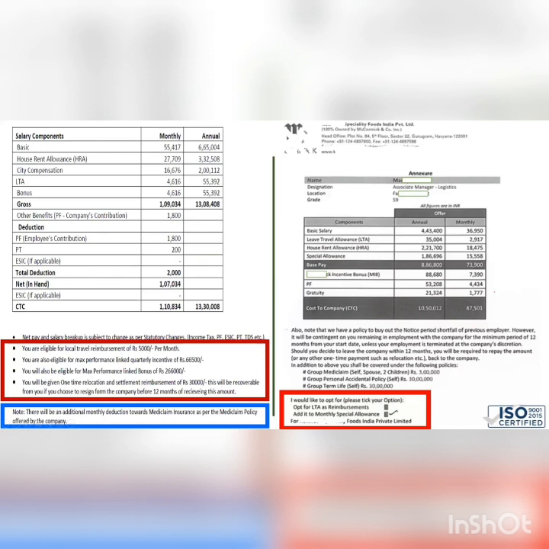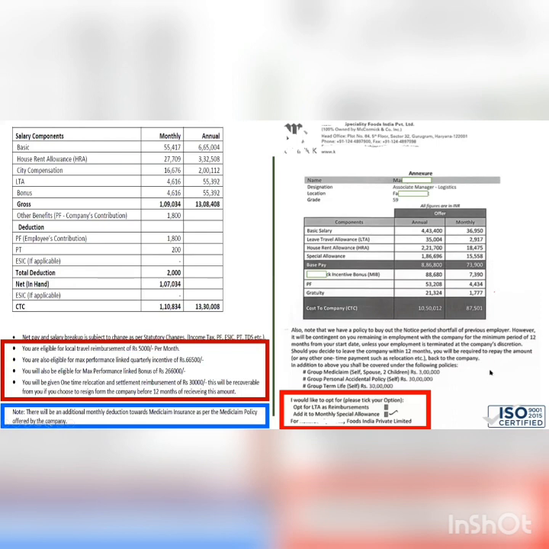But if you notice the note in blue, the company is saying that there would be an additional monthly deduction toward the Mediclaim insurance as per the Mediclaim policy offered by the company. So the Mediclaim policy is not paid for by the company; the premium amount will be deducted from the employee's salary. It means this take home salary, this enhanced salary, is not the final enhanced salary. There would be a further deduction of the insurance premium from it. So it's always important to check your annexures very wisely.